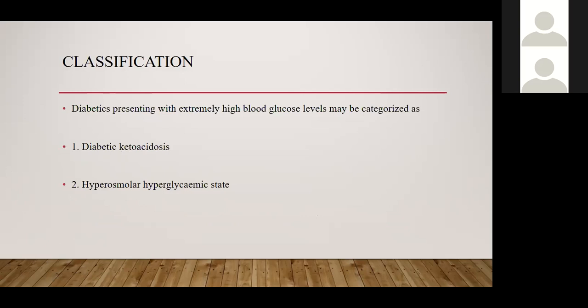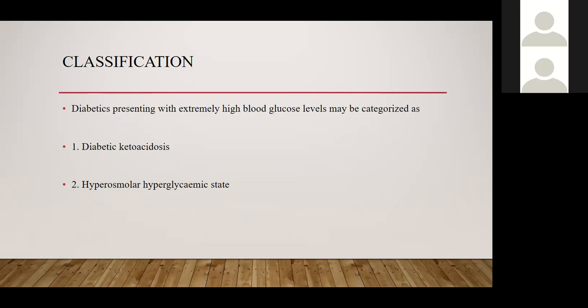So in terms of hyperglycemia in diabetics, usually when we say that their sugars have gone extremely high, there are two categories that we tend to look at. We look at what we call diabetic ketoacidosis, the DKA, or we look at the hyperosmolar hyperglycemic state, the HHS. As we go on in this lecture, we'll get to understand what the DKA is and what the HHS is.